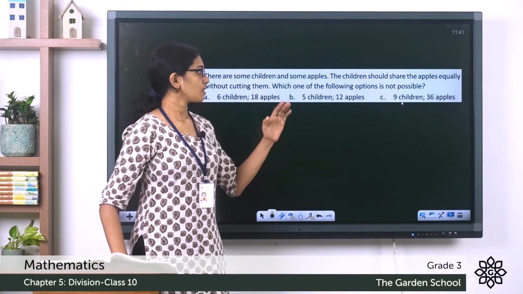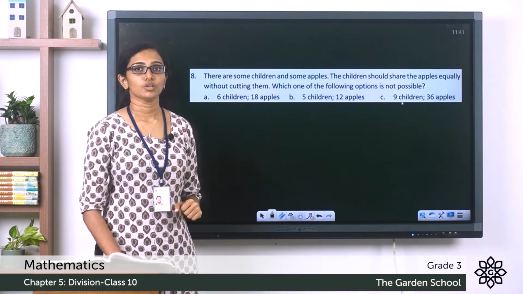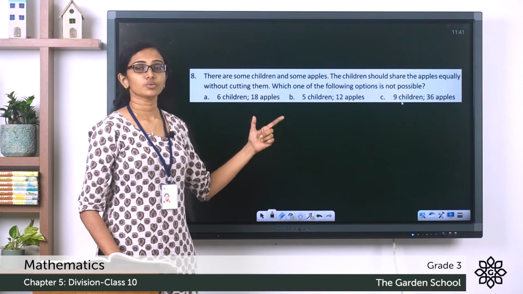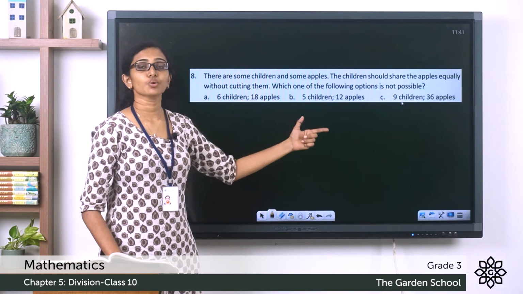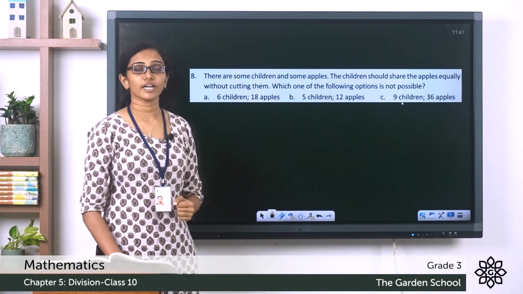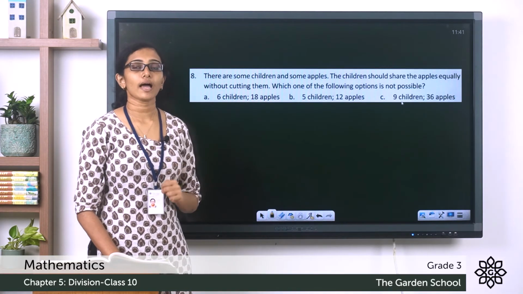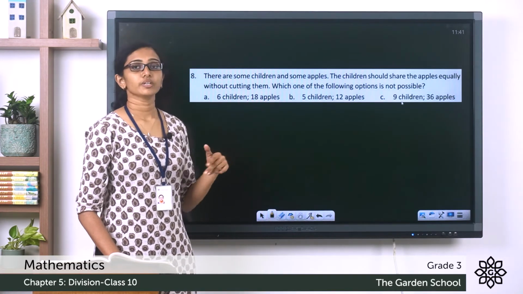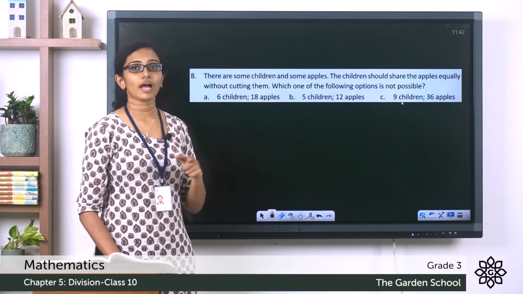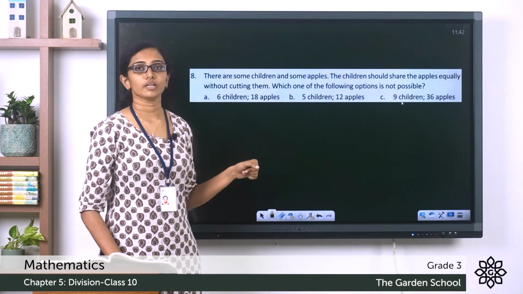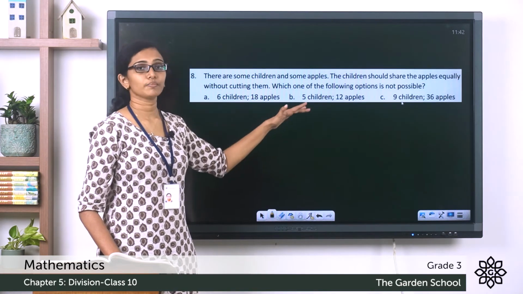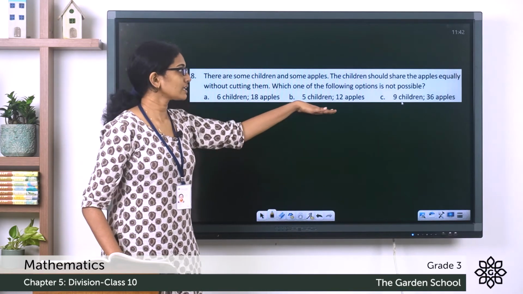What about the second case? 5 children and 12 apples. So you have to divide 12 by 5. 12 divided by 5. What is it? The quotient will be 2 and you will have a remainder 2. Why? Because when you divide 12 apples among 5 children, each child will get 2 apples each. And when you give 2 apples each to 5 children, you are giving total 10 apples. And there will be 2 apples left. But we have to divide them equally. So in this case, when you have 5 children and 12 apples, equal division of these apples among the children is not possible. So this is one case which is not possible.